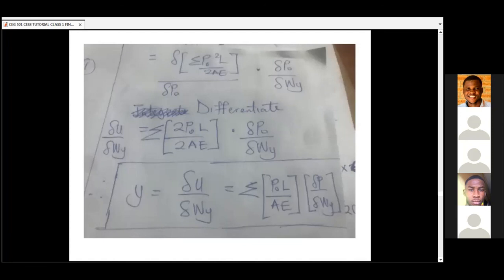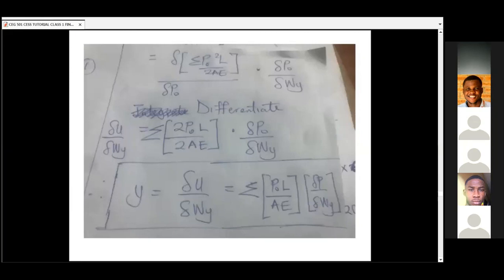Now, integrating that P squared L over 2AE, we would therefore have Δy equals what? dU over dWy, which would now therefore equal what? This. Now, this is the formula we would use to solve the question that was given to us. Okay. Are we okay, before we actually dive into the solution?